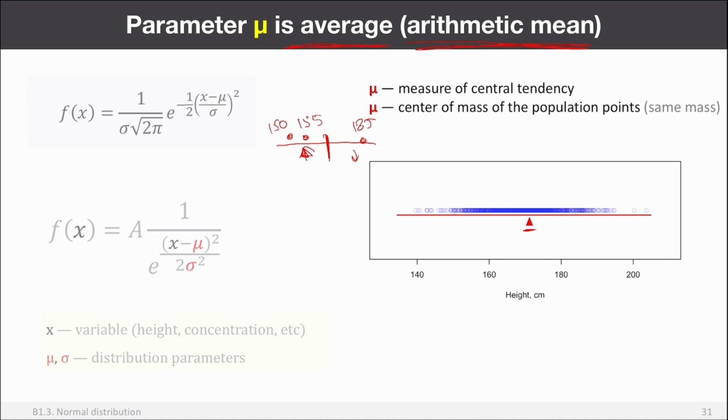How to compute mu? How to find this position that is the center of mass of your values? Well, it's actually simple. You simply take a sum of all these values and divide by the number of the values. So in this case, if we have a population of 3 values, which is almost impossible, but let's pretend like this, then you take 155 plus 185 plus 150, and then you simply divide by 3. That will be the position of this center of mass. Okay.